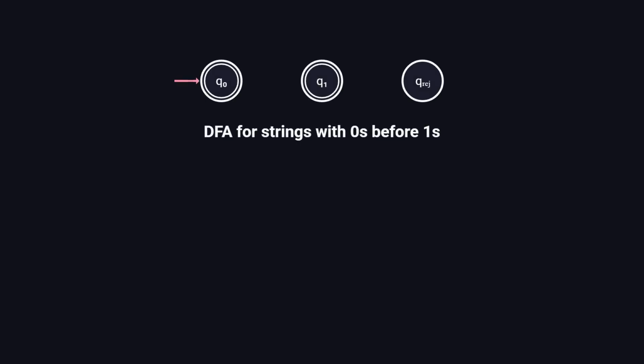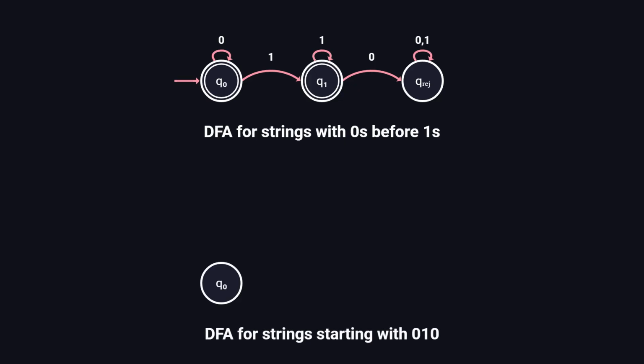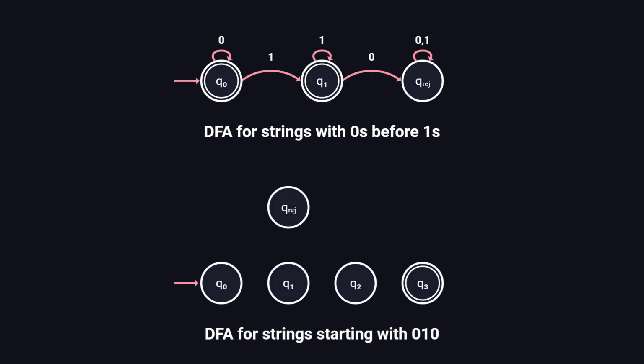This was just one example of a DFA, but you can build many others to recognize all sorts of languages. For instance, here's a DFA that accepts strings with all zeros appearing before all ones. And here's one that accepts only strings that start with 0, 1, 0. Note the reject states in both of these. If the machine somehow reaches this state, it will never accept the input. You'll see this reject state often in a lot of DFAs.